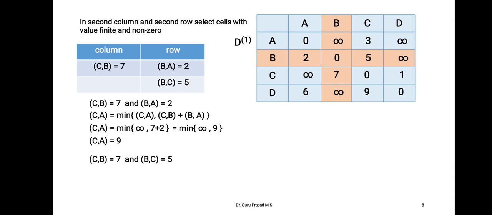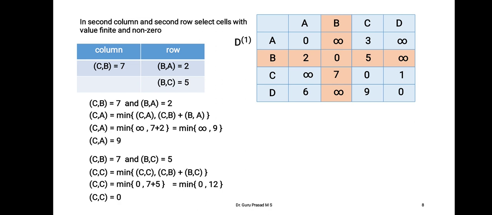Okay, next, column first value cb equal to 7 and bc equal to 5. c comma c equal to minimum of c comma c, comma c to b plus b to c. Minimum of c comma c value in the matrix, c to c value is 0, comma c to b value 7 plus b to c value 5, 7 plus 5 is 12. Minimum of 0 comma 12, the minimum value is 0.